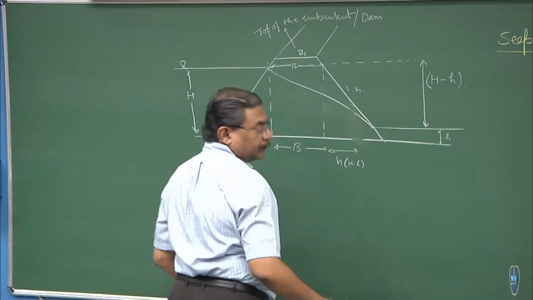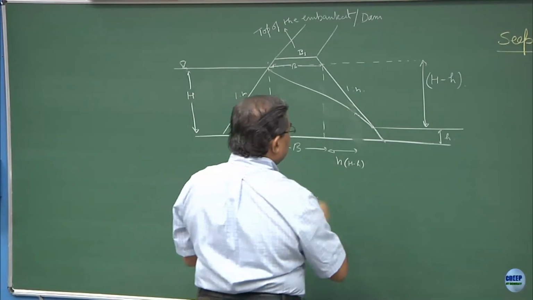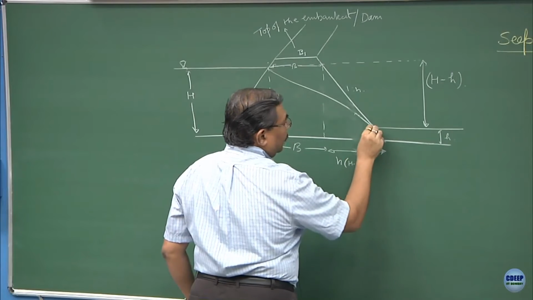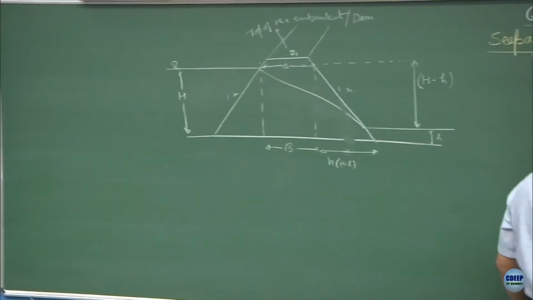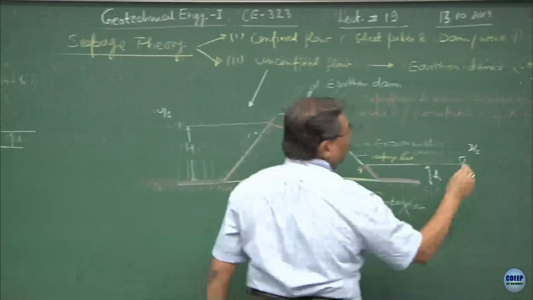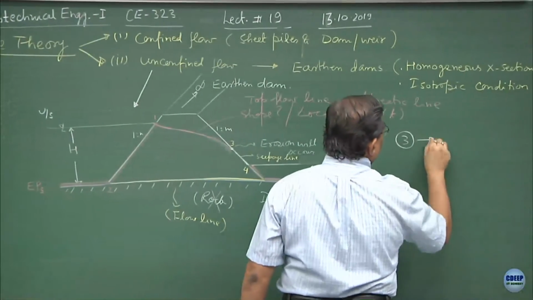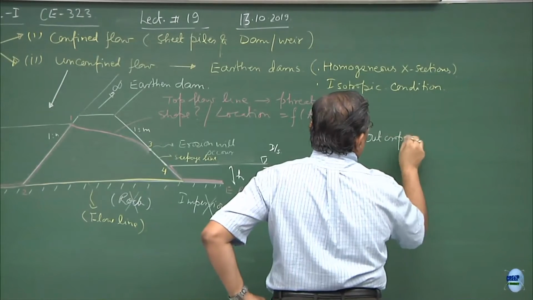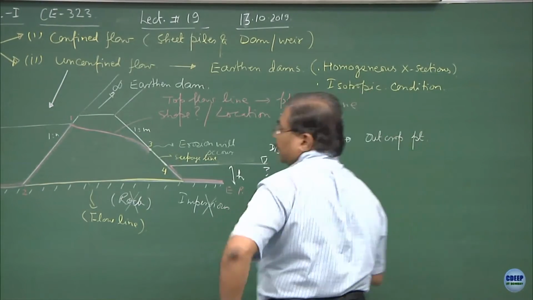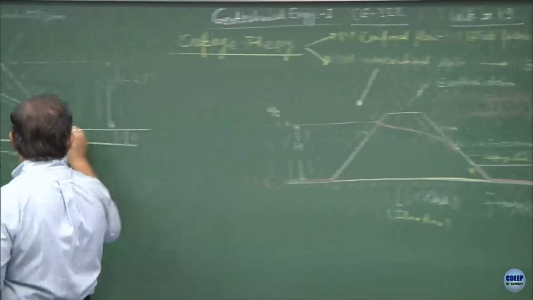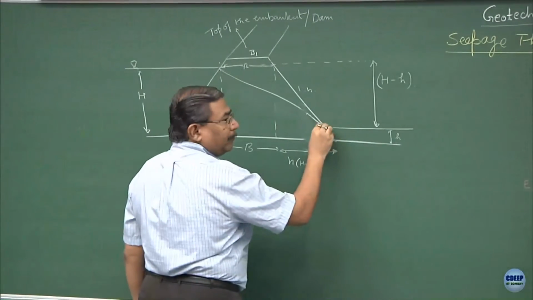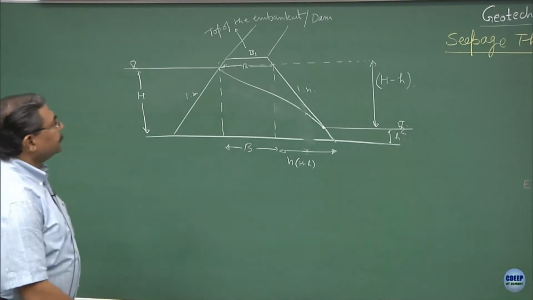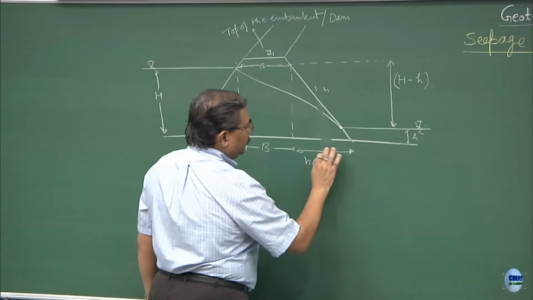Thank you. So, in this case we are putting the point 3. Point 3 is known as the outcrop point. So, in this case outcrop point 3 happens to be meeting with the tailwater. Is this okay now?